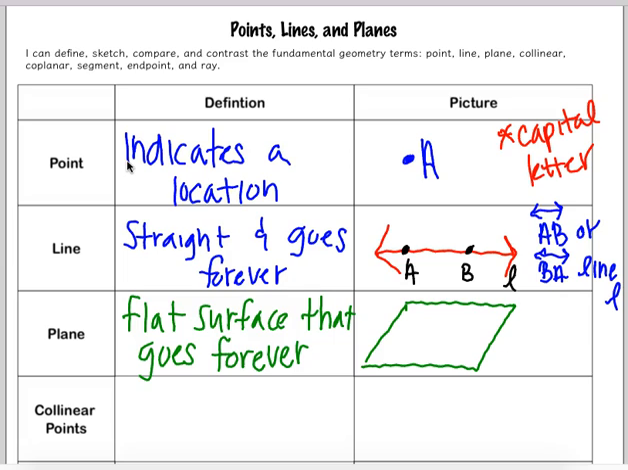Okay, and you name this two different ways. You could have points on here. You could say plane ABC, or if there's a capital letter in the corner just off by itself with no point next to it, just a random capital letter, you could call it plane R. Plane R. Okay, now we get to some easier definitions in my opinion.